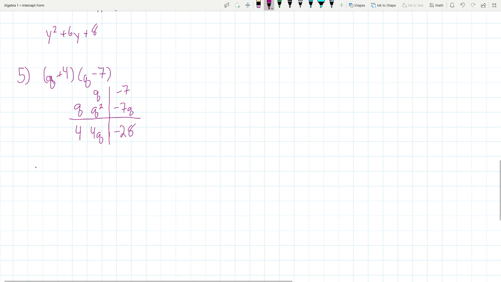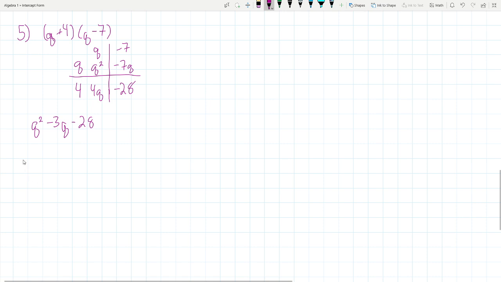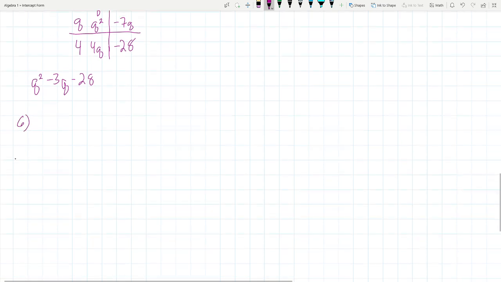Combine like terms, and we get q squared. 4q and negative 7q is negative 3q. 7 and 4, and then negative 28. You don't even have to do the math anymore once you get these. That's your answer. Number 6. And if you wanted to, you could have made boxes with this. Make it look nicer. Alright.